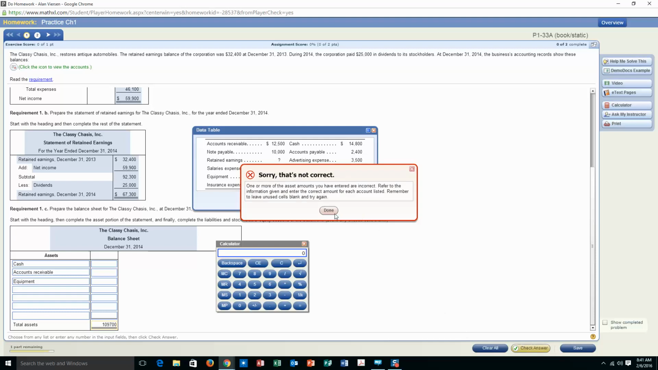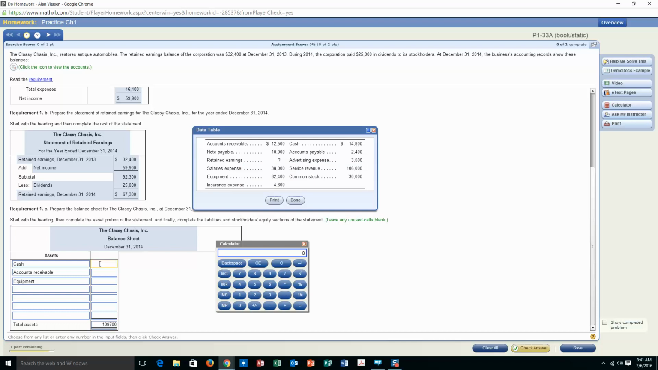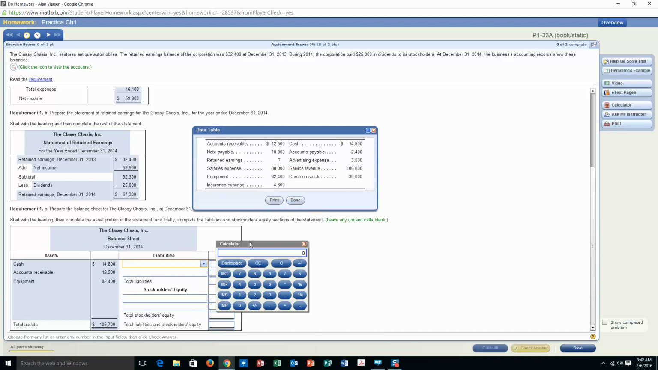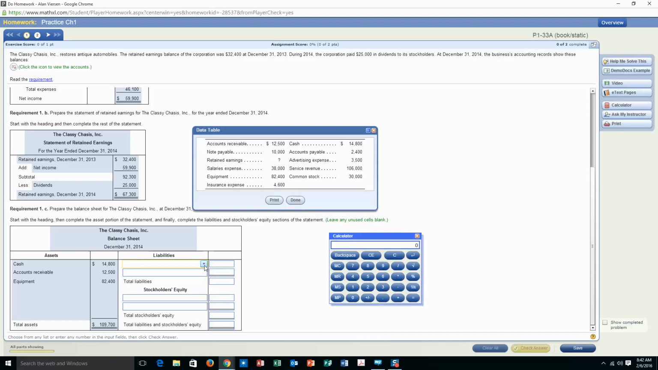Check my answer. And I have something in here that's not quite right. Oh, I forgot to put in the dollar amounts. So the nice thing is you get 3 opportunities before it will actually mark it wrong. And then if you get a number of things wrong, you can always go back and redo the problem. Accounting is all about repetition. The more you do it, the better you'll get at it. Okay, I'll move my calculator over.